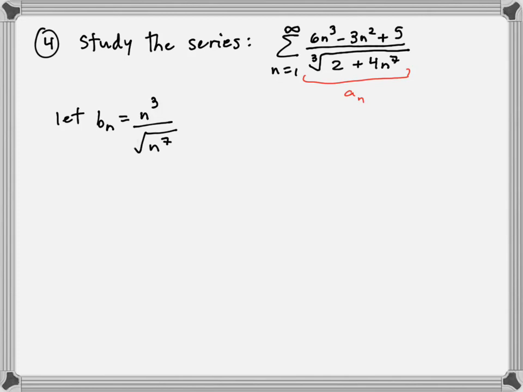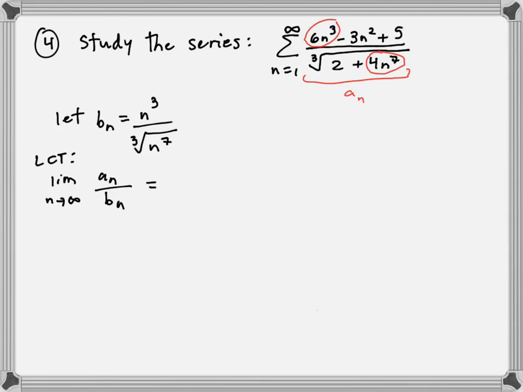What I'm trying to do essentially is look at just the terms that dominate. When things get really big, all that's going to matter is that term and that term, right? So I'm going to let bn equal n cubed over cube root of n to the 7th. Okay? Let's begin with the limit. We want to show that they are going to behave similarly, so we're going to use LCT right now. What's the limit as n goes to infinity of an over bn?